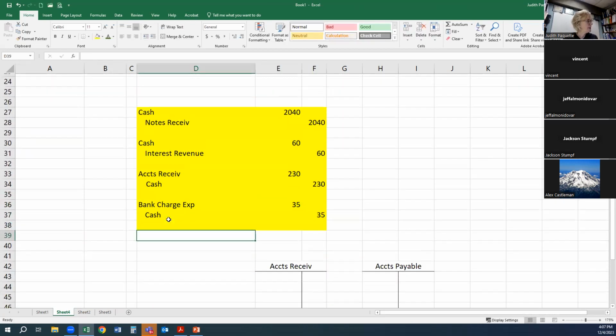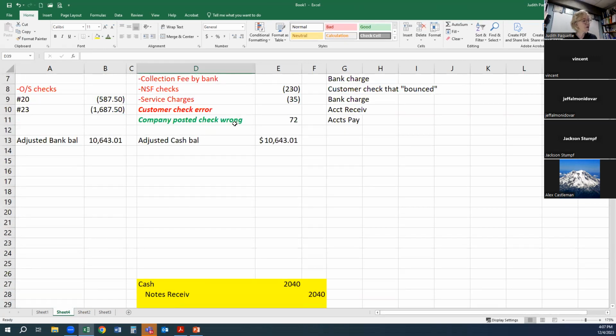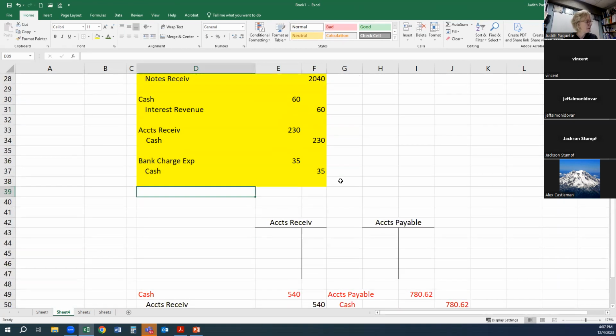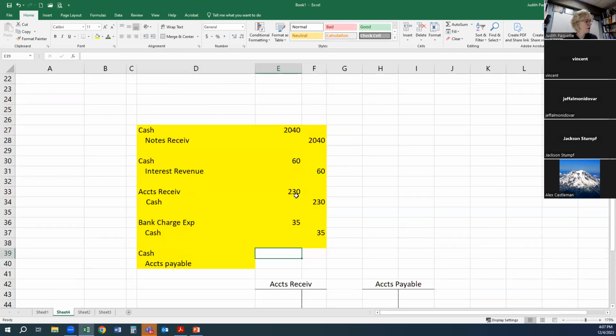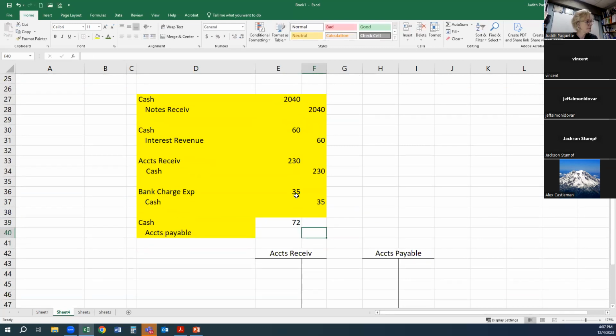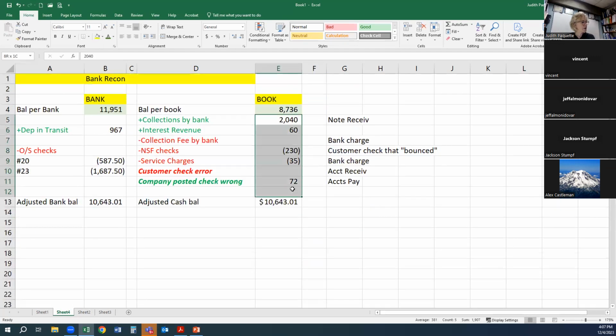Okay. And we have one last journal entry, and that's for the company posted the check wrong. And remember, I said if it's a company check, it's going to be to accounts payable. So we're debiting cash because we increased cash. And we're crediting accounts payable. And it's $72. Okay. So you make correcting journal entries for just the stuff on the book side.